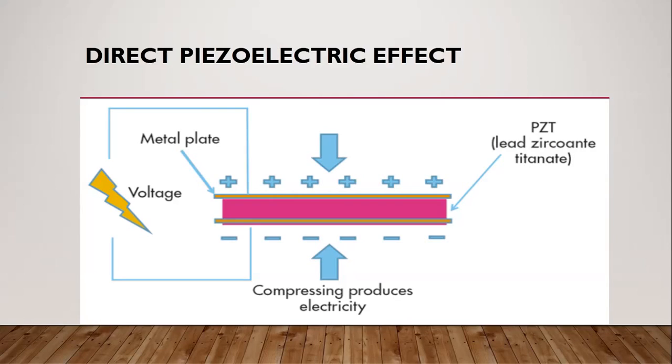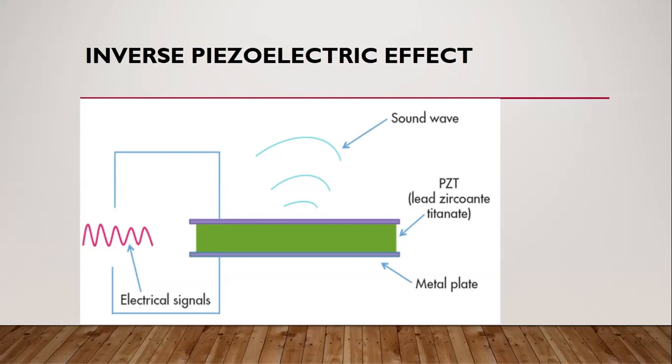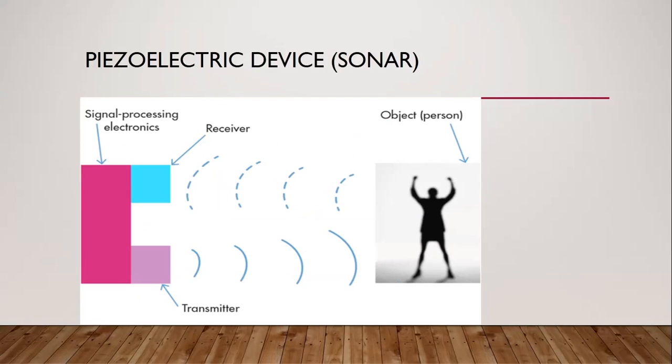So there are two types of piezoelectric effect. One is the direct piezoelectric effect and the second one is the inverse piezoelectric effect. One example of a piezoelectric device is the sonar, which is used to track fish in the sea.